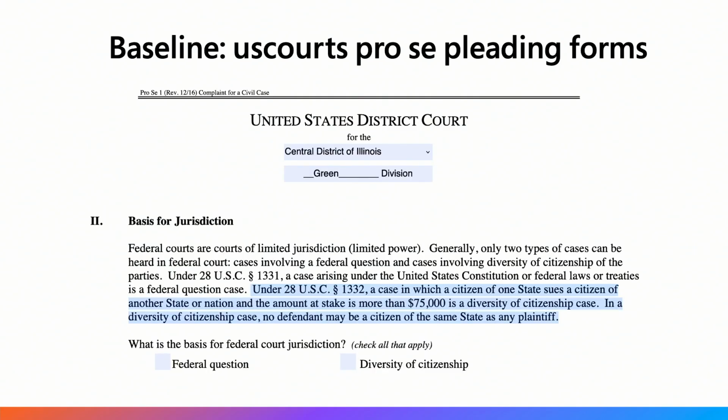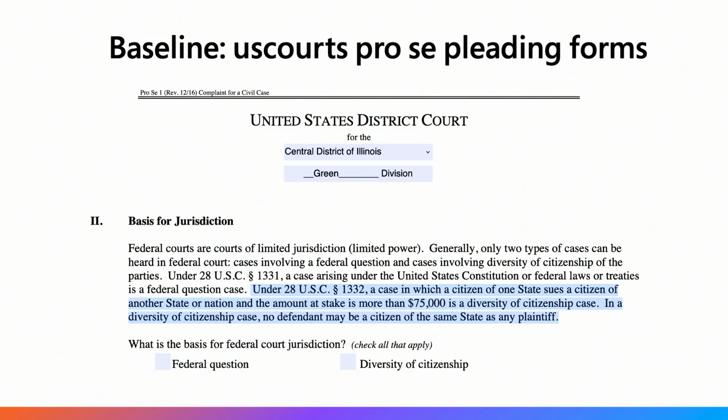So addressing these things, this is part of the venue requirement, which is actually 28 U.S.C. Section 1391, the venue statute. This is just to show that the lack of semantic awareness means that you can file in non-existent places. The Green Division of the Central District of Illinois does not exist.